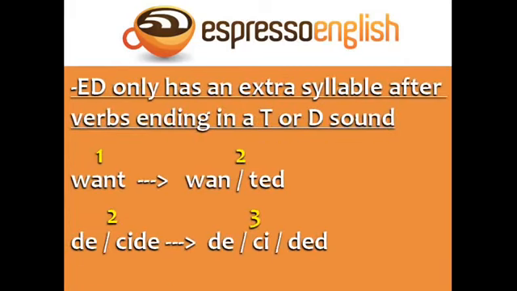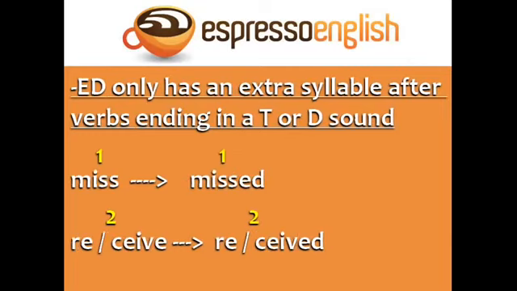Let's review. ED only has an extra syllable after verbs ending in a T or D sound. Want, wanted, decide, decided. With these verbs, the ED adds an extra syllable. In all other verbs, the ED does not add an extra syllable.